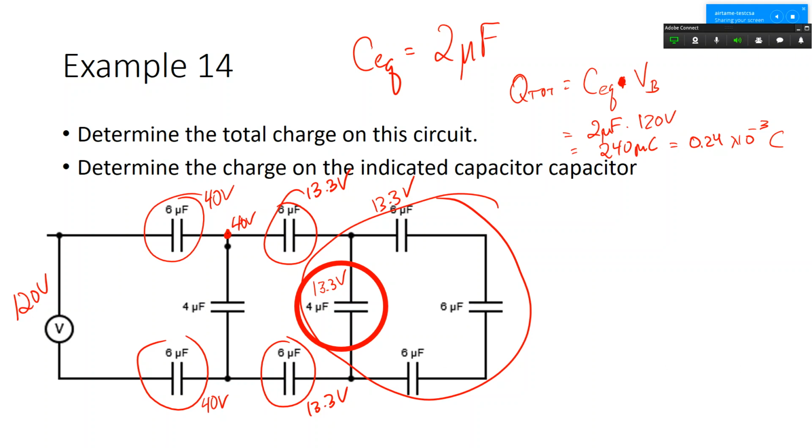Once I have my voltage and my capacitance, I can determine the charge. So Q is equal to C times V. That's 4 microfarads multiplied by 13.3 volts, and that's going to be equal to 53.3 microcoulombs for that capacitor.